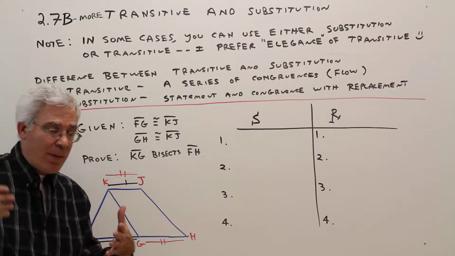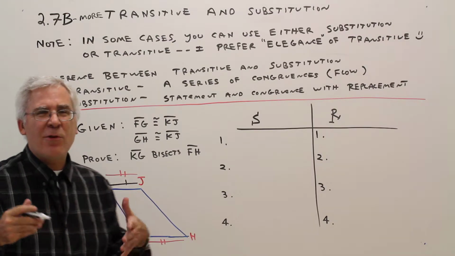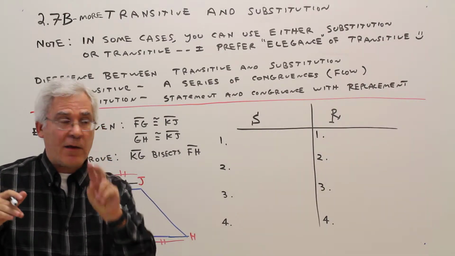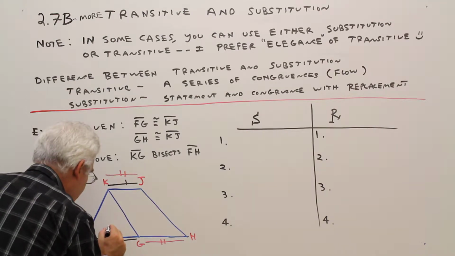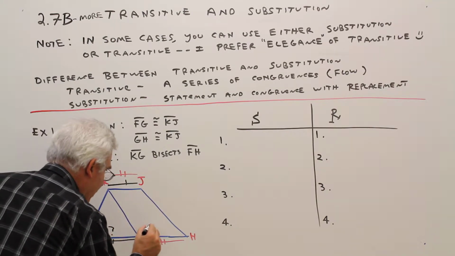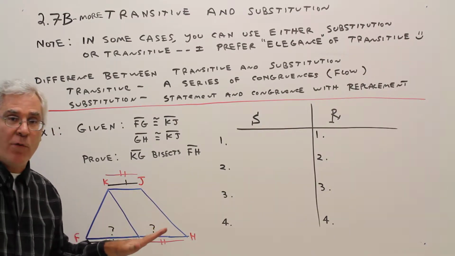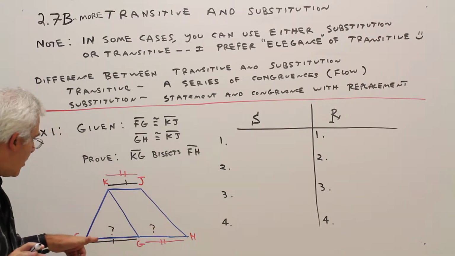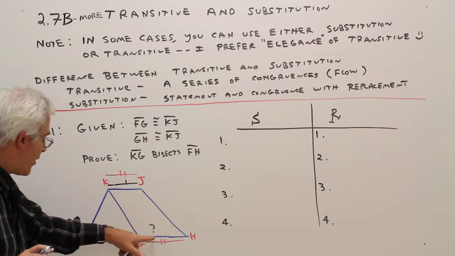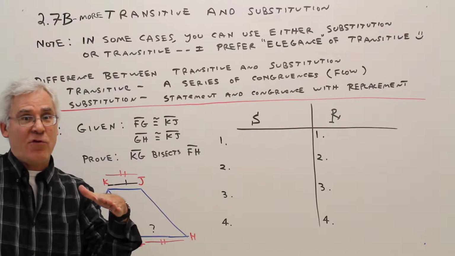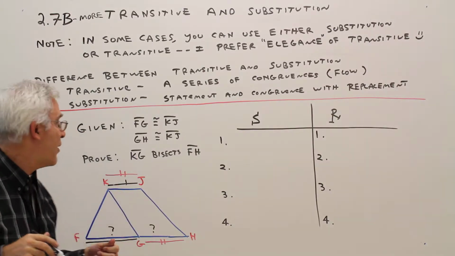Oh, so now we've got to remember those definitions. To show that something bisects a segment, I think I need two congruent segments. So what I really need to do is prove that this segment is congruent to that segment. Once I do it, game over. Oh, well if you're congruent to you and you're congruent to you, it looks like I'm going to have that series of congruences and use transitive. So let me show you how it works in a proof.